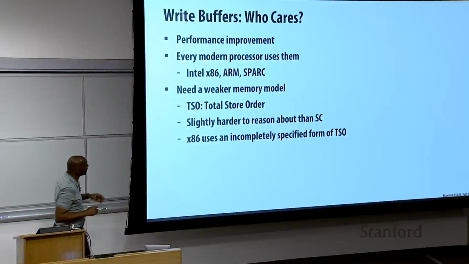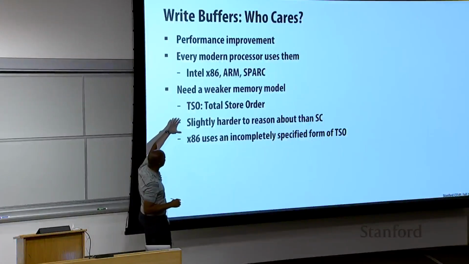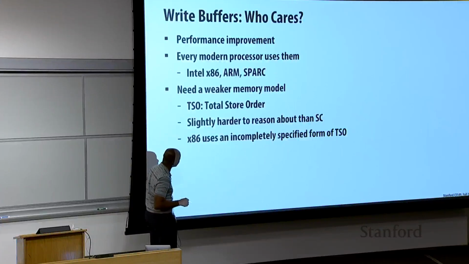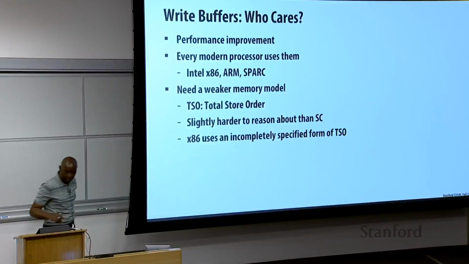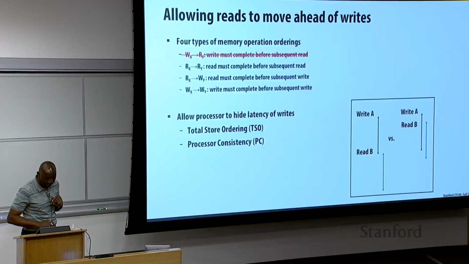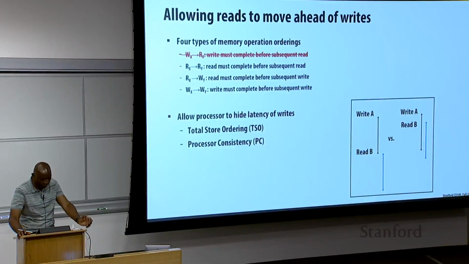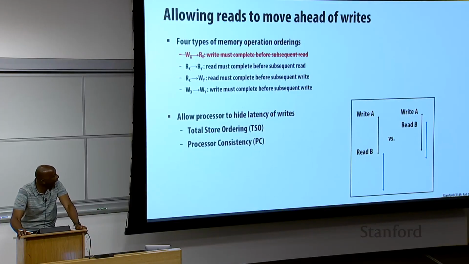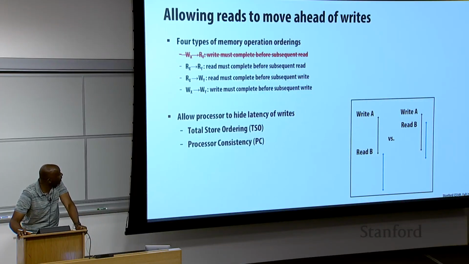But now you need a weaker memory model, one like total store order or processor consistency or partial store order. And in total store order and partial store order, you are going to relax the first ordering case.